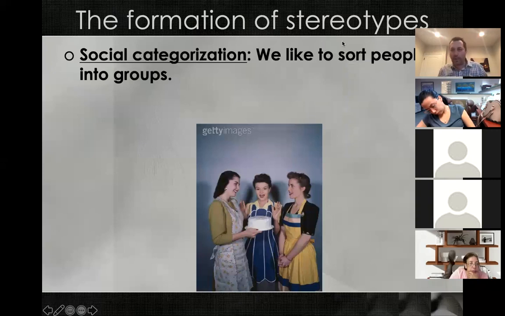There's a couple of reasons why we tend to form stereotypes. One of them is due to what's known as social categorization. And that simply means that we like to sort people into groups. It makes the world easier to think about.